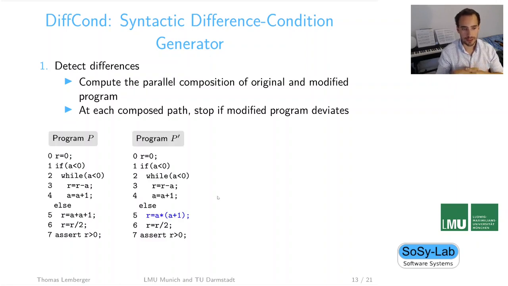So let's look at an example. We have our original program and our modified program as we already know it. And we create this composition. We start with the first line in both. First line is the same in both, so we can continue. We have the if statement. And we go into the if first. So we say we encountered in line 1 that a is less than 0.